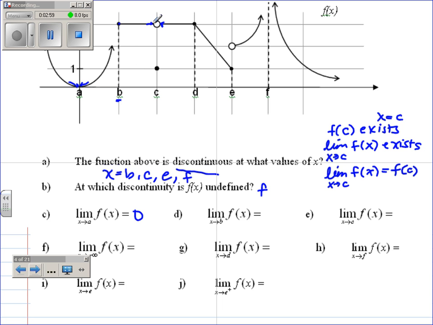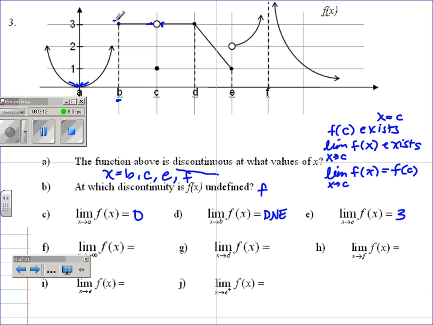From the left, I'm going to infinity. From the right, I'm going to 3. They don't match up. So it's D and E. As I go to c, from the left and from the right, I squeeze in onto this open circle, which is at 3. I'm looking at the y value over here. It matches up, 3.